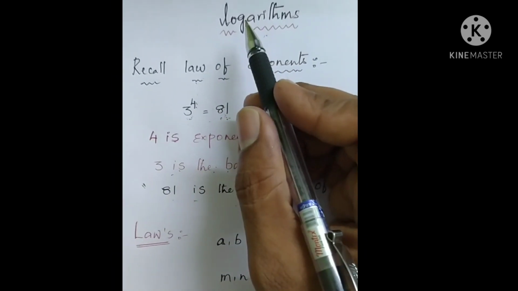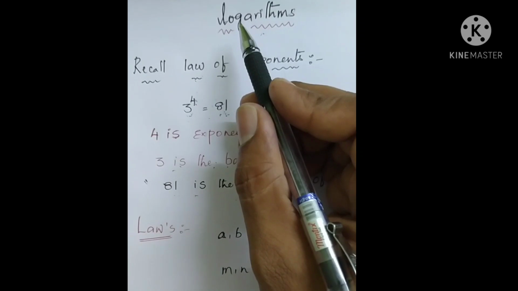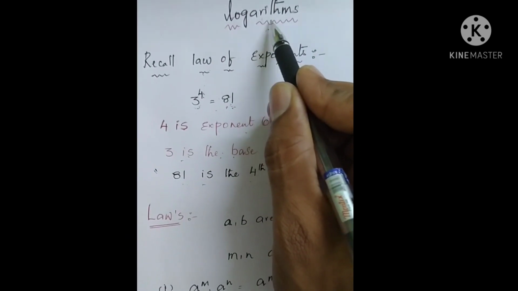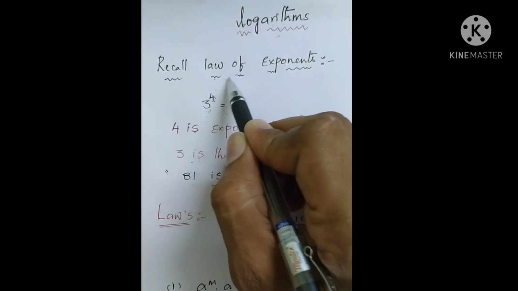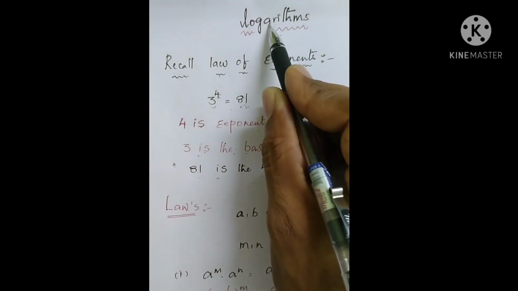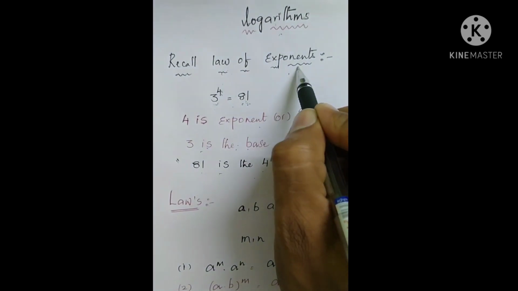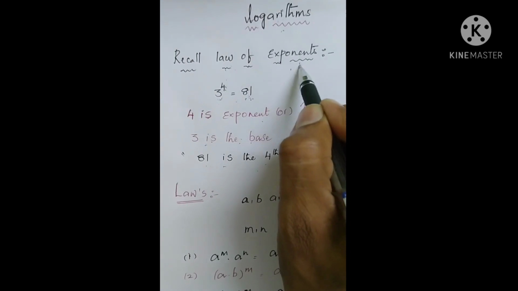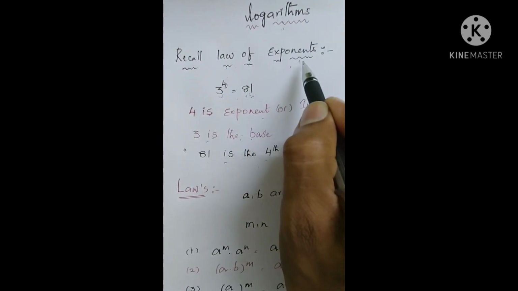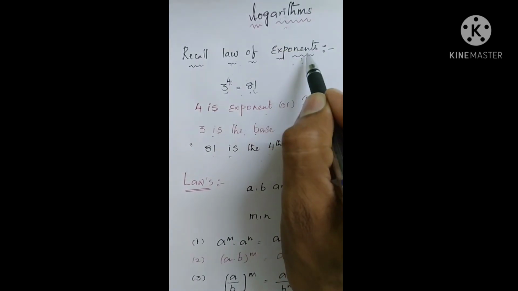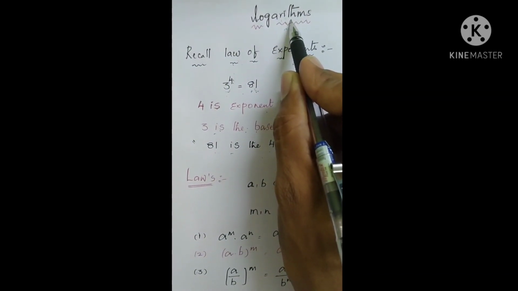Today we are going to discuss our first chapter. The subtopic is logarithms. So let us recall the laws of exponents. What is the relation between logarithms and exponents? Both are inverse forms. The exponential form and the logarithm form are inverses of one another.